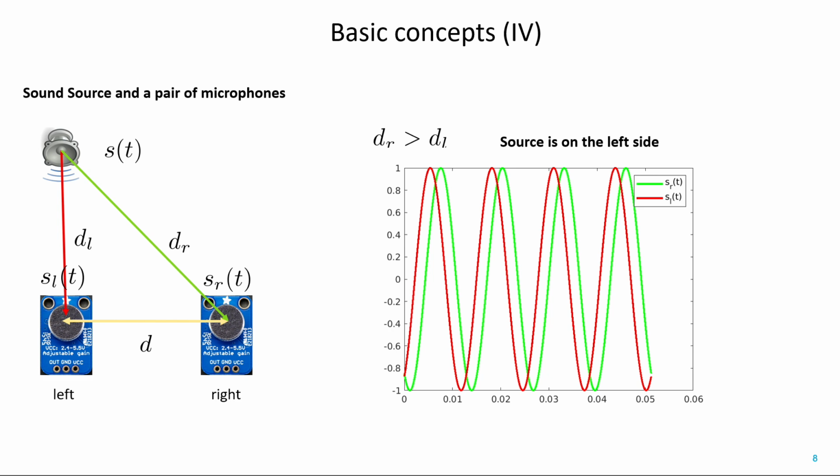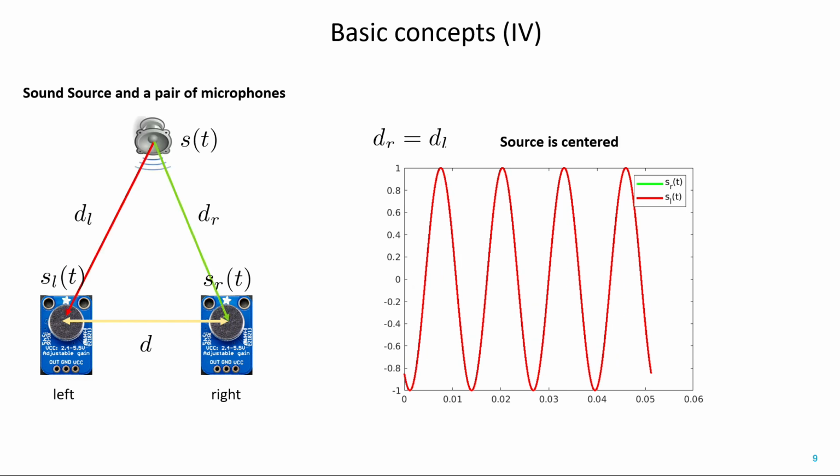Let's visualize these properties. Consider the case where the sound source is generally on the left side. In this situation, the distance to the right microphone, dr, is greater than the distance to the left microphone, dl. So dr is greater than dl. This means the sound takes longer to reach the right microphone. Looking at the plot, the red line represents the signal at the left microphone and the green line is the signal at the right microphone. You can see that the red signal arrives earlier in time than the green signal.